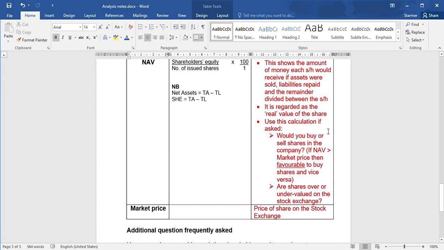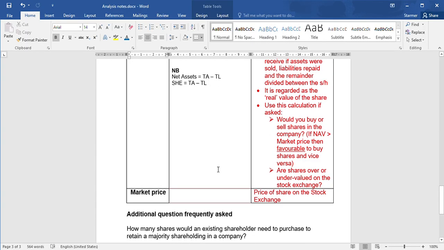So if, for example, you are asked, would you buy or sell shares in the company? And if the net asset value is greater than the market price, that means it's favorable to buy because you're paying a lower price for shares that are really worth more. And obviously the opposite applies. So if net asset value is lower than the market price, it's not advisable to buy shares at a higher price than the real value of those shares. So as I said, these share values can be used to determine whether they are over or undervalued on the stock exchange.